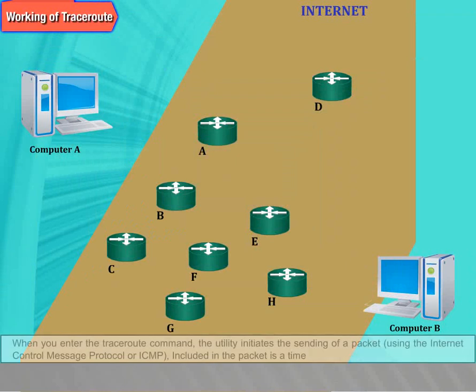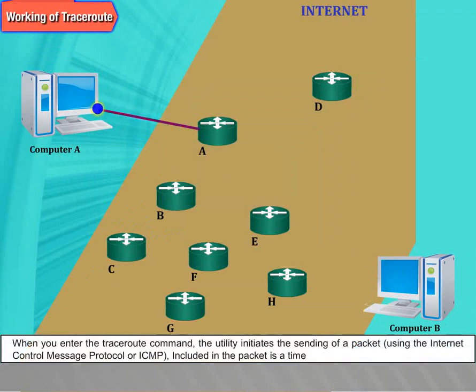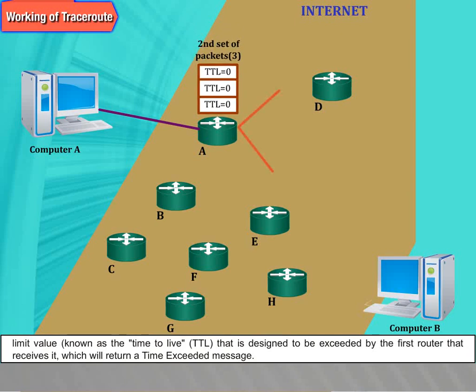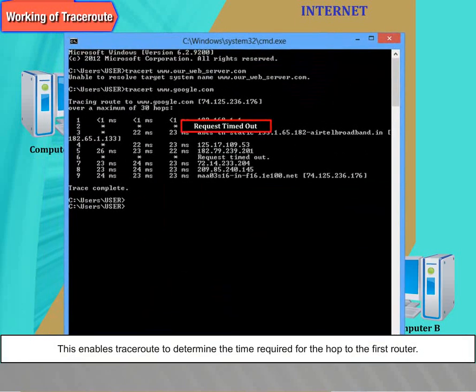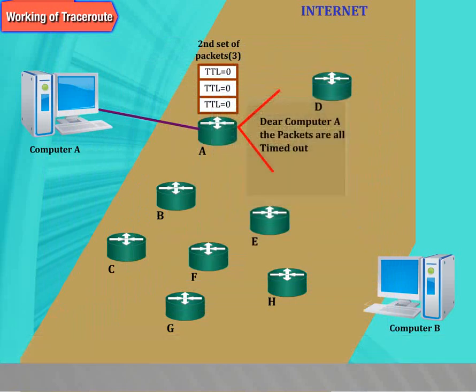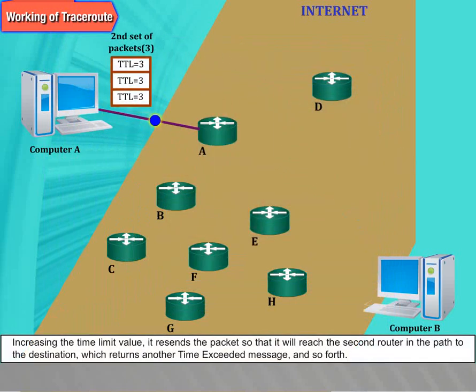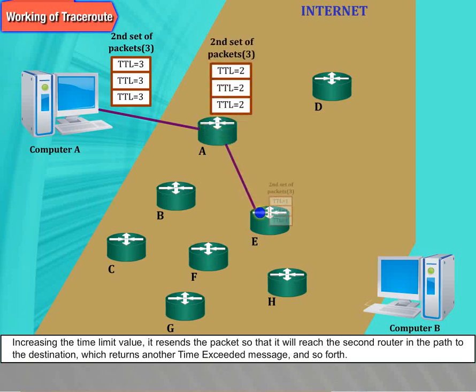Working of trace route. When you enter the traceroute command, the utility initiates the sending of a packet using the Internet Control Message Protocol or ICMP. Included in the packet is a time limit value known as the time to live, that is TTL, that is designed to be exceeded by the first router that receives it, which will return a time exceeded message. This enables traceroute to determine the time required for the hop to the first router. Increasing the time limit value, it resends the packet so that it will reach the second router in the path to the destination, which returns another time exceeded message and so forth.